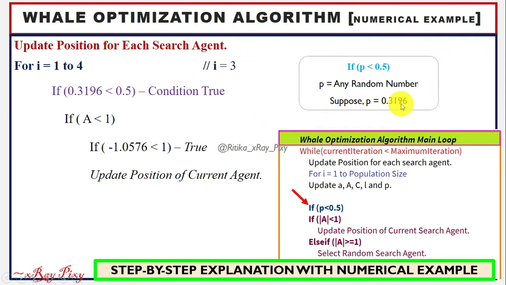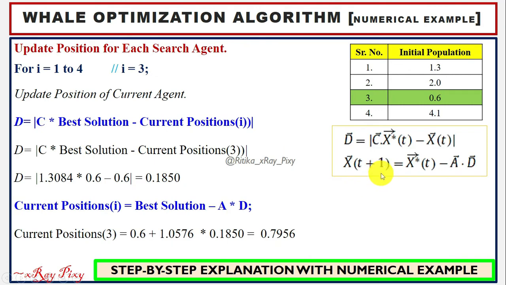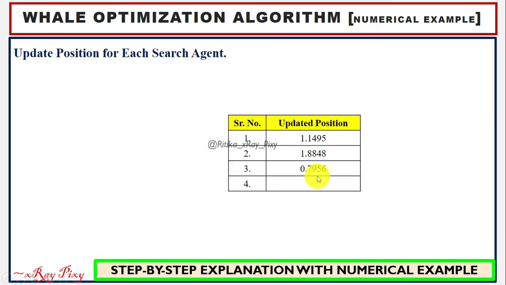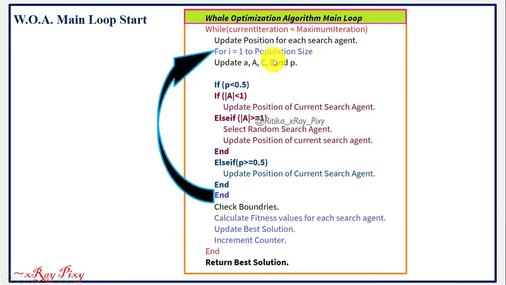We will use another random number, that is 0.3196, and you can see condition is again true. And now we will update using this mathematical model and put all the values, and we got this one. You can see current position is now 3, value for I is 3, and this is 0.6, and then we got this one, put this value here, and we got the current position for the third search agent is this one. Now we will update the value for the fourth search agent, as for this loop is 1 to 4.